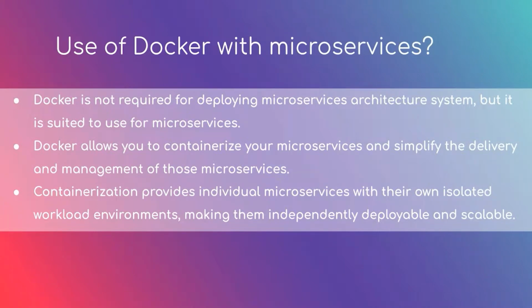So now next is the use of Docker with microservices. Organizations are adopting microservices because they do not want a large monolithic application, and they also want to enable faster app deployment and updates. Docker allows you to containerize your microservices and simplify the delivery and management of those microservices. And containerization provides individual microservices with their own isolated workload environment, making them independent, deployable, and scalable. Docker Desktop and Docker Hub let you standardize or automate the way you build, share, and run microservice-based applications across the organization.